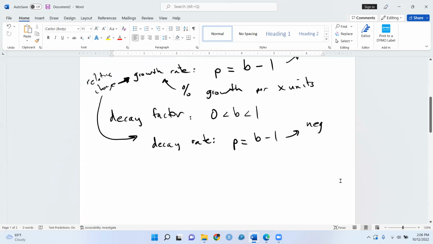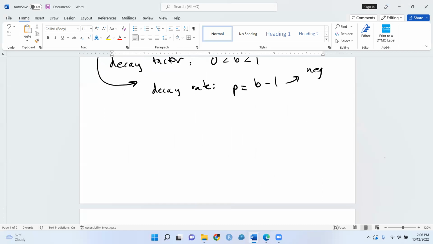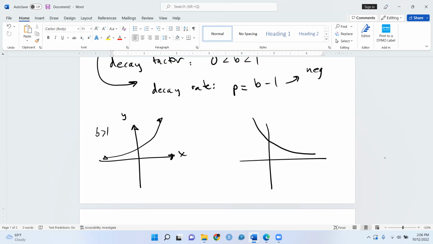So if I were to look at a graph of these two things, if I were to graph, am I writing this too fast, y'all? This is a b value greater than 1. That would be growth. This is a b value between 0 and 1. That would be decay. That's what the graphs would look like.